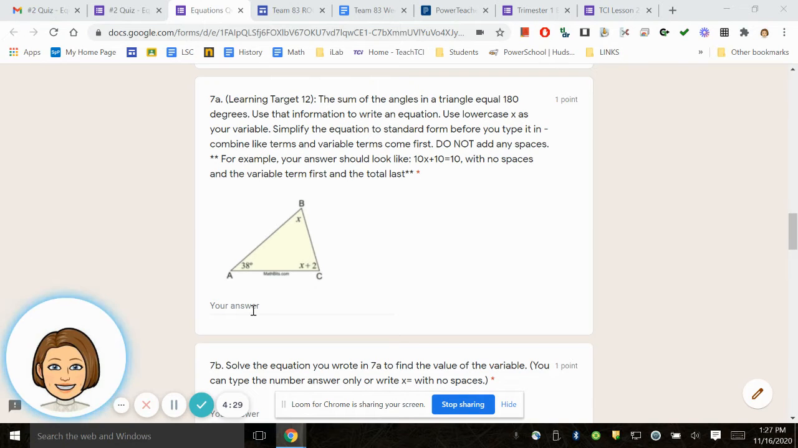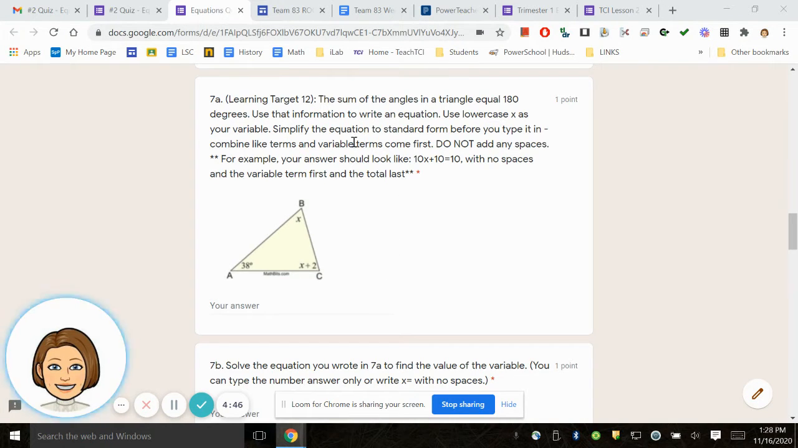Before you type in your final answer, you need to make sure that you combine like terms and you write it in standard form. Okay, so if you simply write it out as all of this, you'll see that you need to combine like terms before you write your final equation.